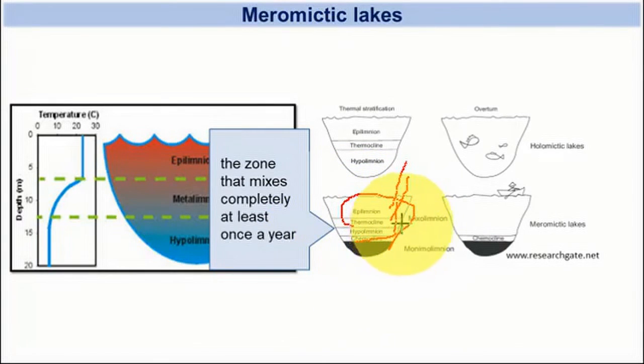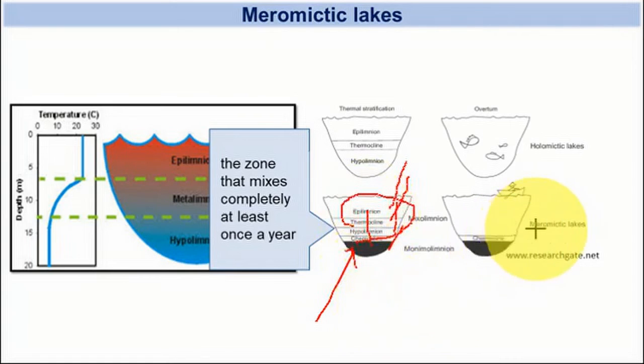Mixolimnion means this zone of area that mixes completely at least once a year, and this black area, it cannot mix. It never mixes. So it is monimolimnion. So mixolimnion means the different zones. You can see epilimnion, thermocline, hypolimnion, and chemocline. All they can mix up at least once a year.